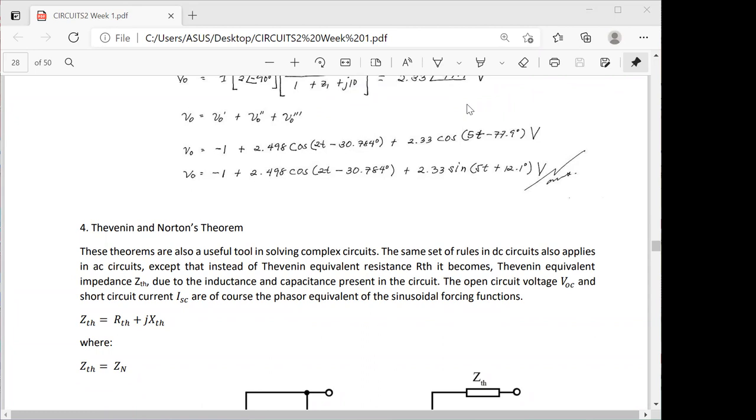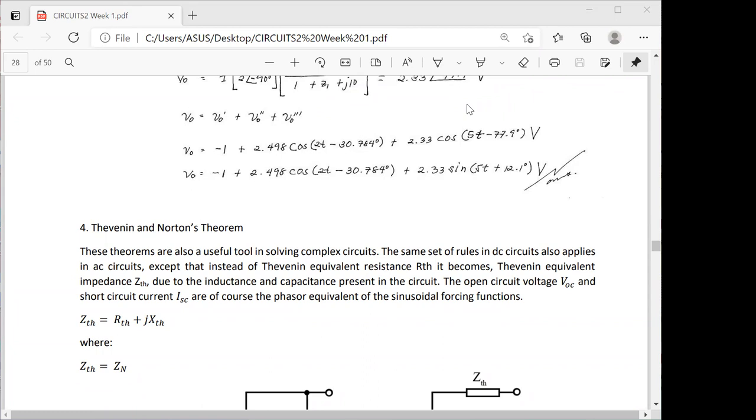So gumamit din kayo ng Thevenin's and Norton's theorem para halimbawa i-solve yung current o kaya yung voltage, pati na siguro yung power dun sa parte ng circuit or network natin. So ganun din ang gagawin natin.